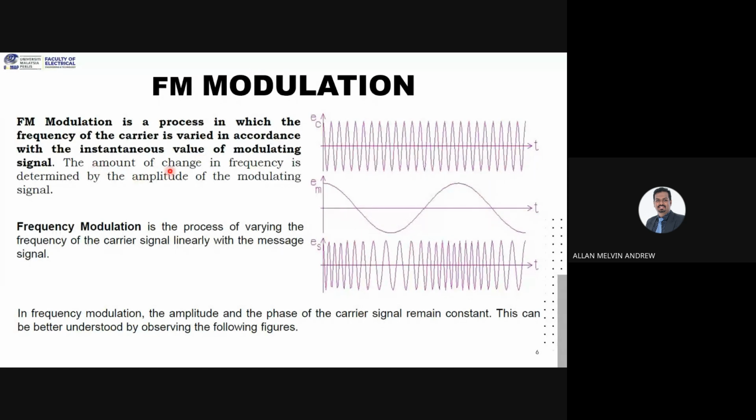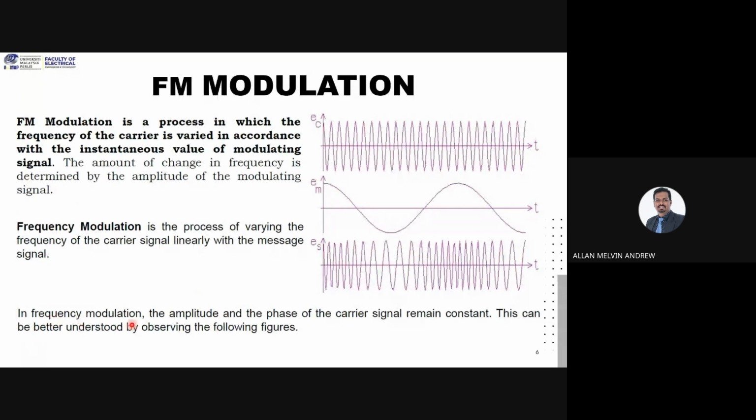Okay, the amount of change in frequency is determined by the amplitude of the modulating signal. So as I said before, it depends on how high the instantaneous value in the signal. So frequency modulation is a process of varying the frequency of the carrier signal linearly with the message signal. Okay, so we are utilizing the frequency changes in the system and in the waveform.